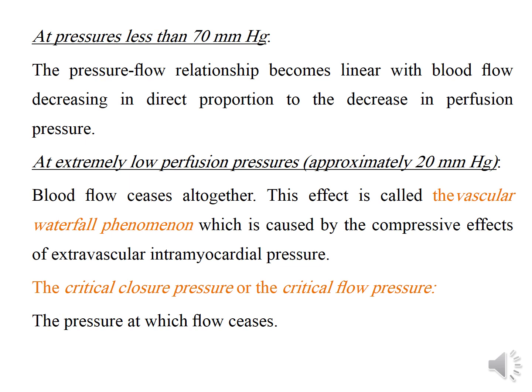At pressures less than 70 mm mercury, the pressure flow relationship becomes linear, with blood flow decreasing in direct proportion to the decrease in perfusion pressure. At extremely low perfusion pressures, approximately 20 mm mercury, blood flow ceases altogether. This effect is called the vascular waterfall phenomenon, which is caused by compressive effects of extravascular intramyocardial pressure: the critical closure pressure, or the critical flow pressure, is the pressure at which flow ceases.